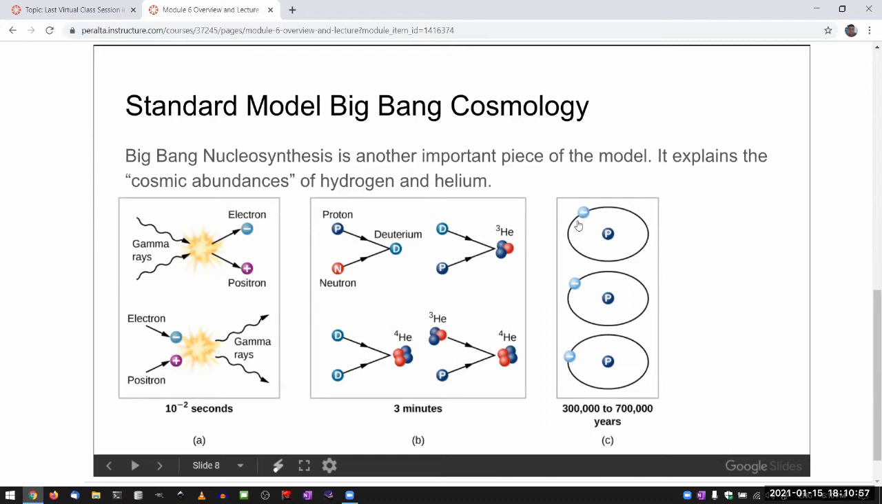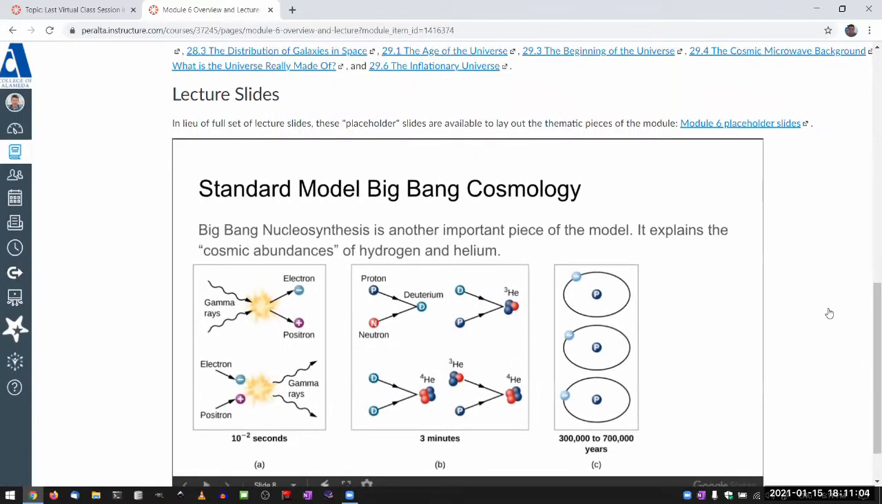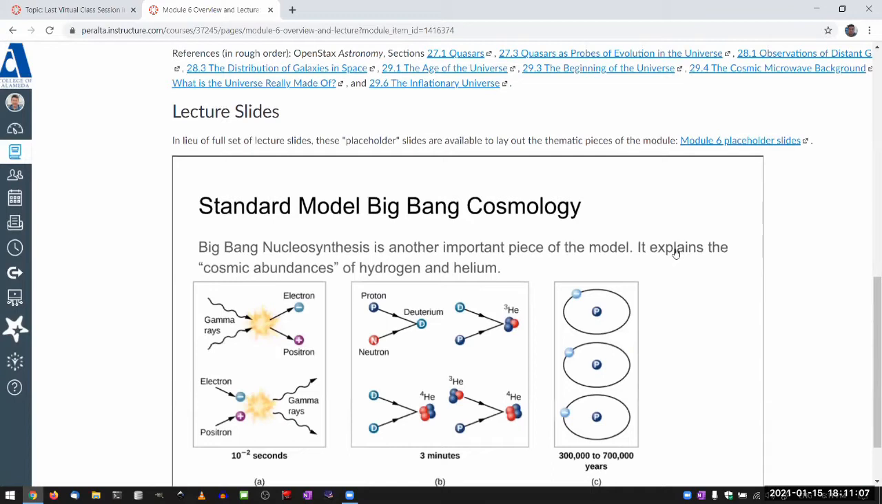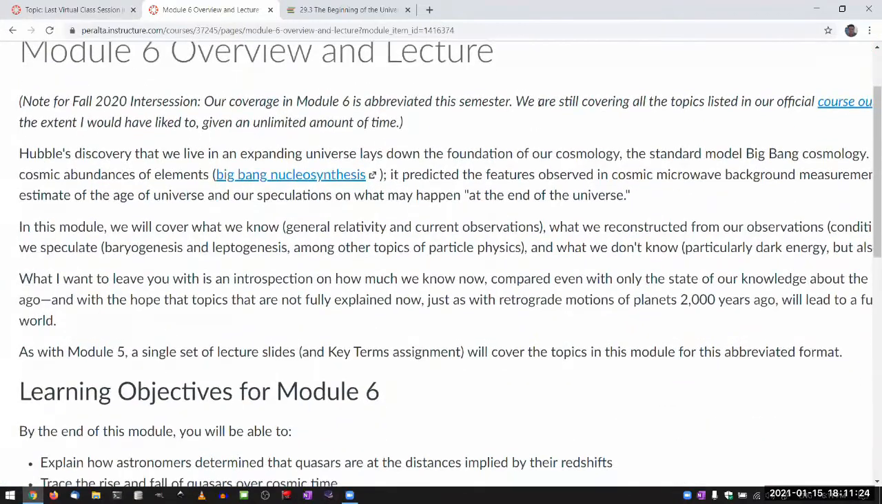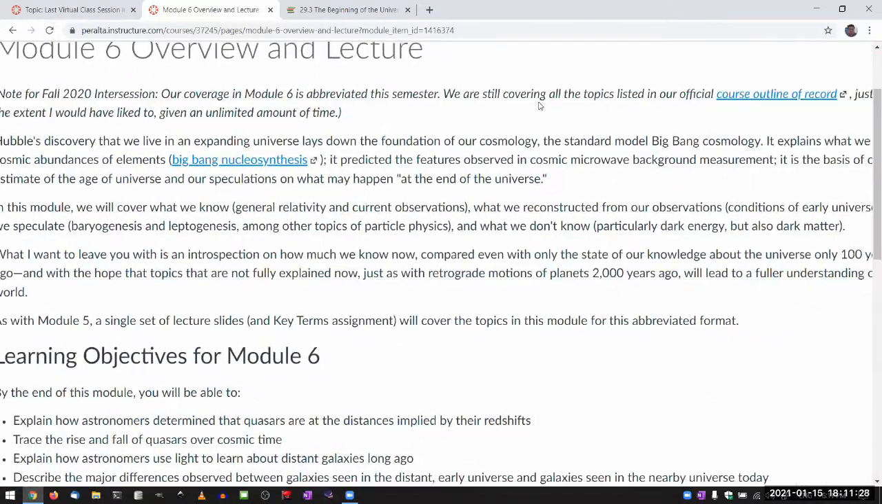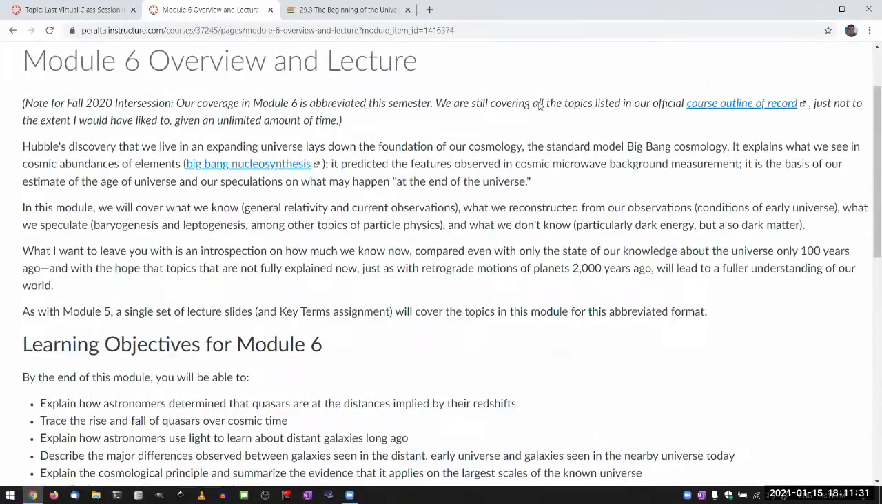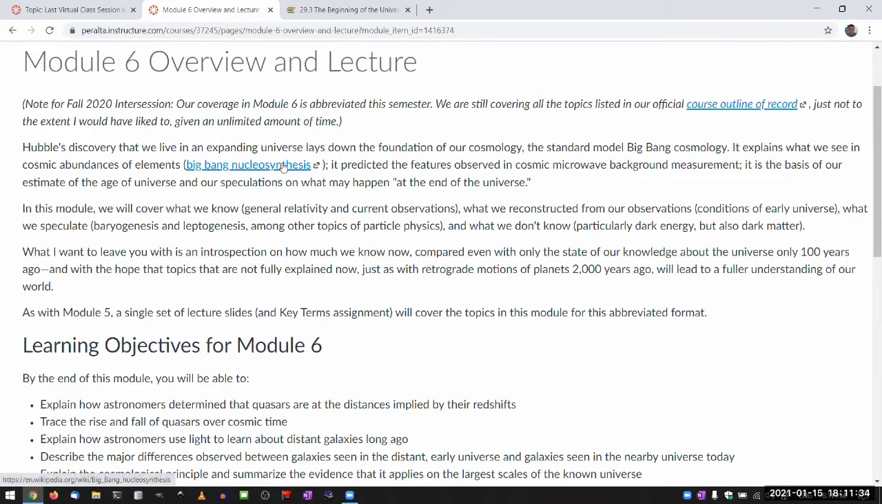I don't remember if these slides come from the same section. I think they should be coming from section 29.3. Let me see if that's what it is. And I actually do mention this right at the top in the intro for the module. This is the key phrase that I give you, and that's how I remember the topic: Big Bang nucleosynthesis. And this goes to the Wikipedia link, which you can follow if you want to.